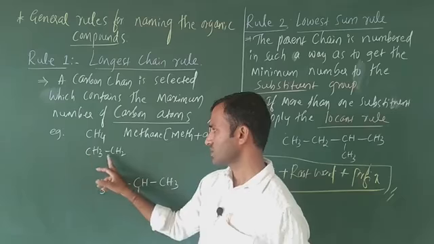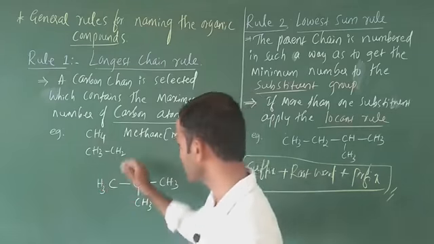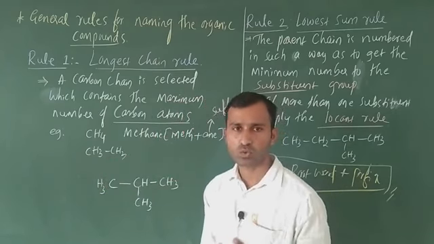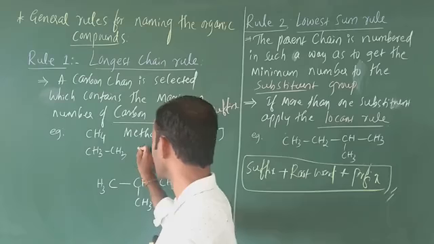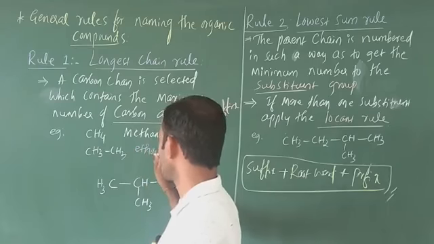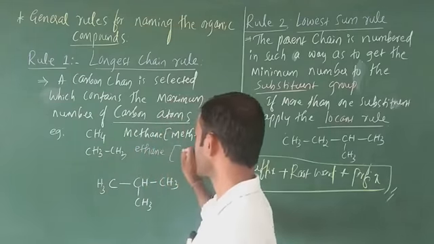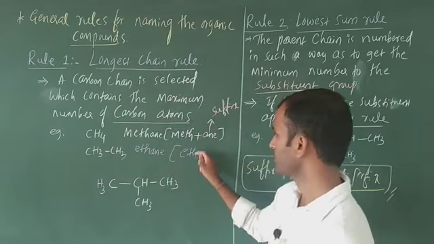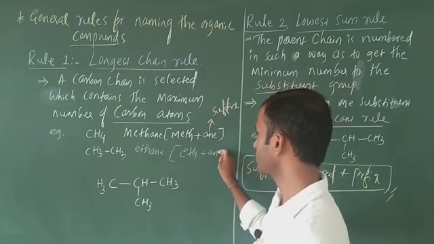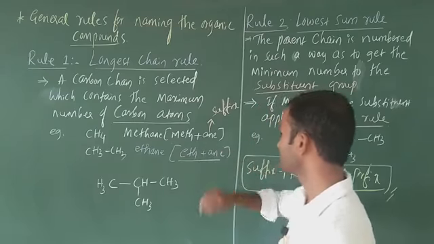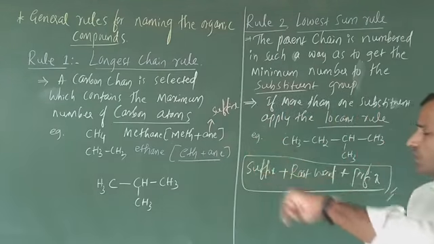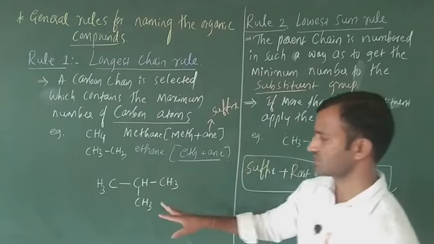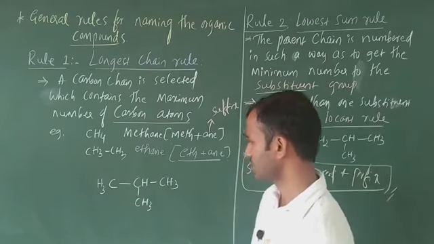Just see here, CH3, make it a correction, CH3. How many carbons are there in total? 2 carbons are there. What is the name of this one? Ethane. Here, "eth" indicates what? The root word. After that, "ane" indicates what? The suffix. Okay, eth plus ane.